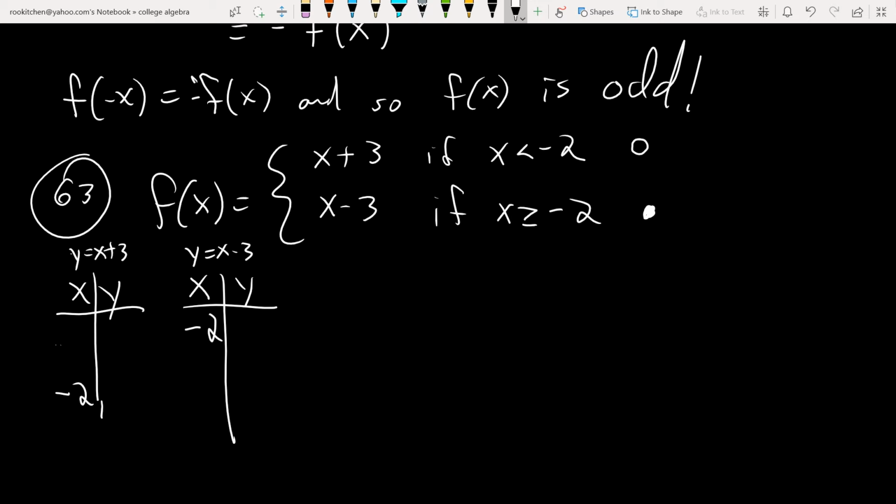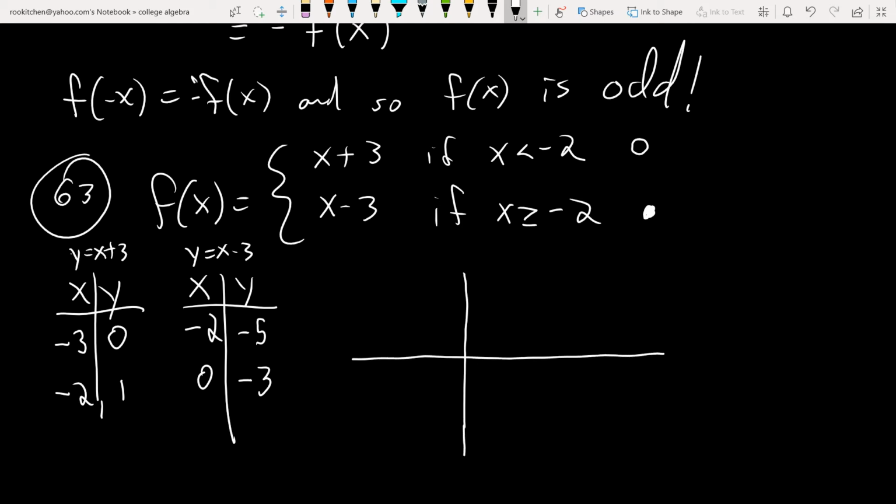So let's go with negative 3. Negative 3 plus 3 is 0, and then negative 2 plus 3 is 1. Negative 2 minus 3 is negative 5, and then we'll try 0. 0 minus 3 is negative 3. And then we just draw the thing.